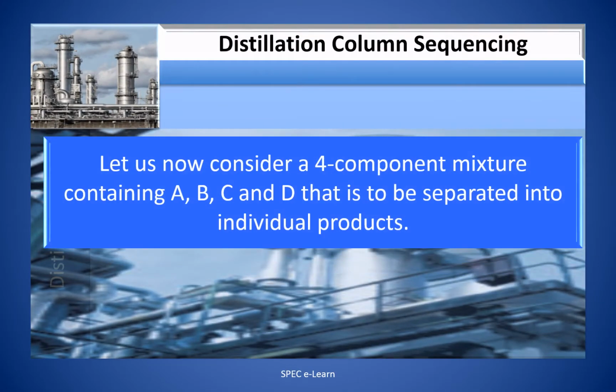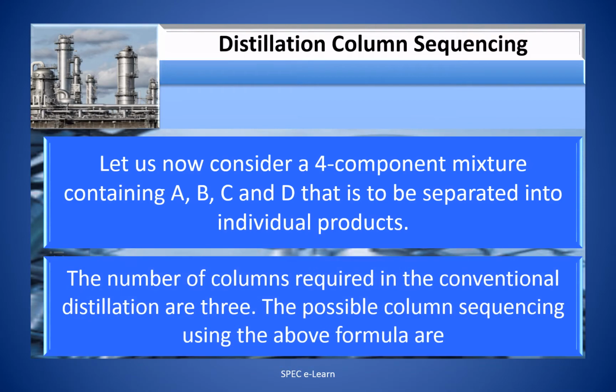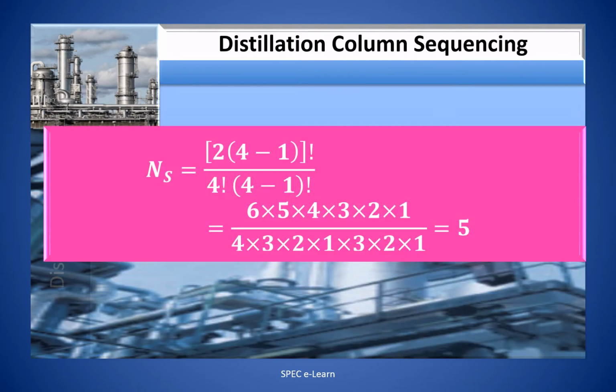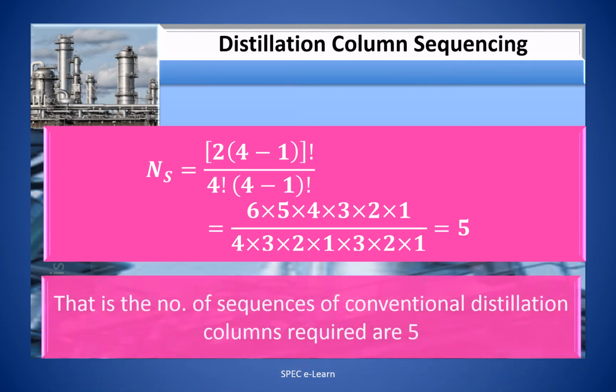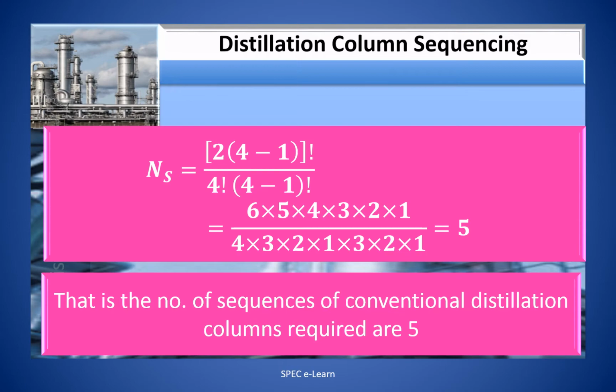Let us now consider a 4-component mixture containing A, B, C and D that is to be separated into individual products. The number of columns required in the conventional distillation method is 3. The possible column sequences using the above formula are ns equal to (2 × (4-1))! divided by (4! × (4-1)!), which works out to 5. That is, the number of sequences of conventional distillation columns is 5.